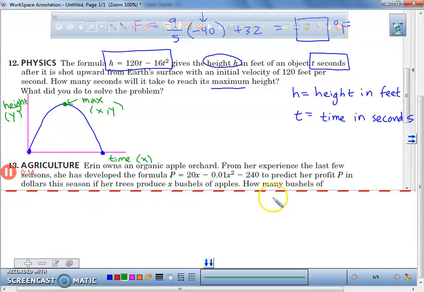So if we could figure out some way to figure out what this x value is right here at its maximum height, that would be the answer. We've got to figure out how long it takes for it to get up to its maximum height. Now, oh man, our equation is not in terms of x and y. I wonder if we could change it in terms of x and y where we could use the graphing calculator.